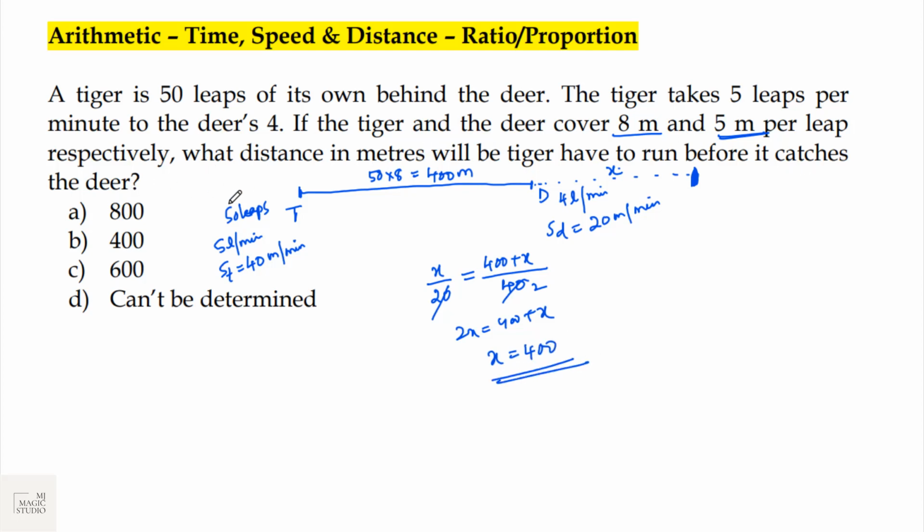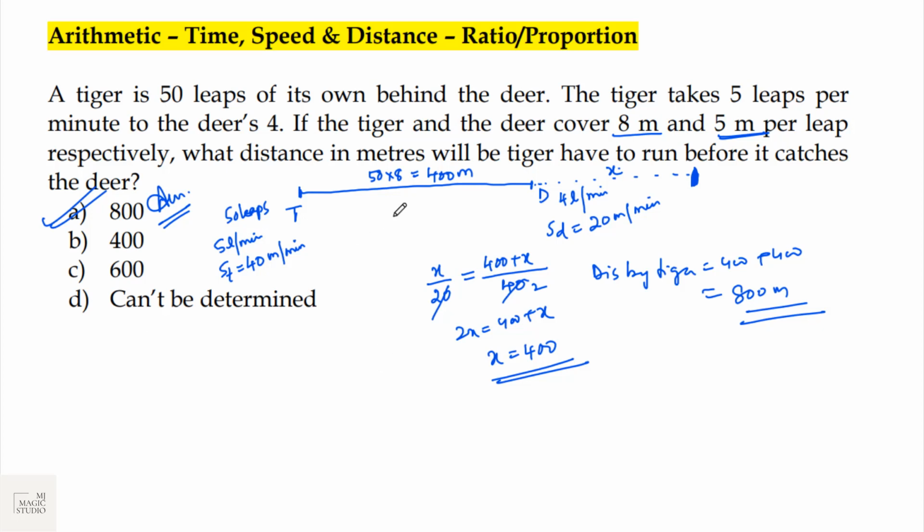At what distance will the tiger have to run before it catches the deer? Tiger is running the total distance equals 400 plus x. 400 plus 400 is 800 meters. Option A is the pick.